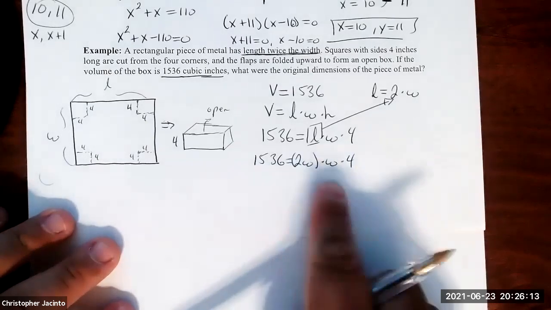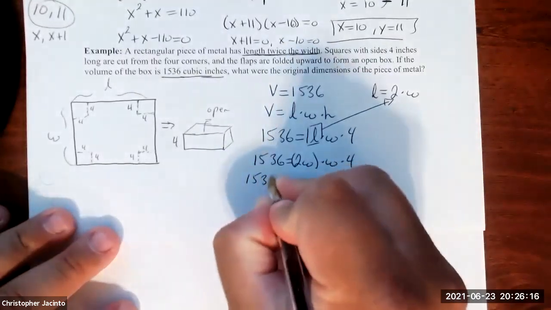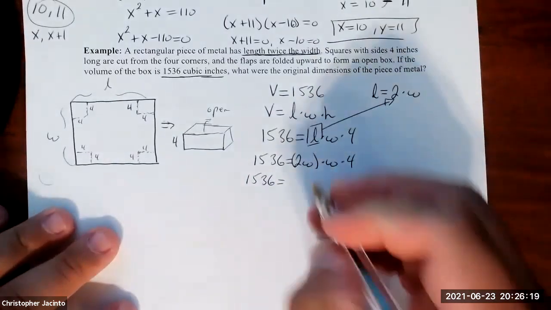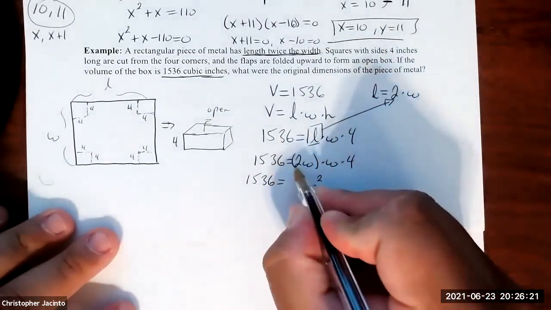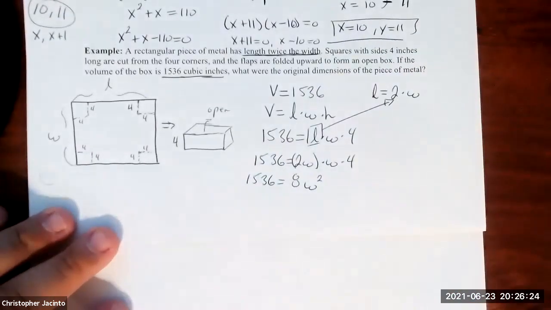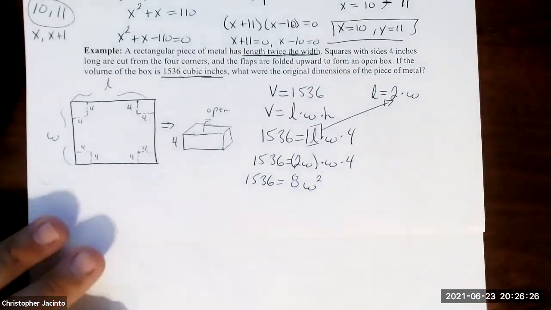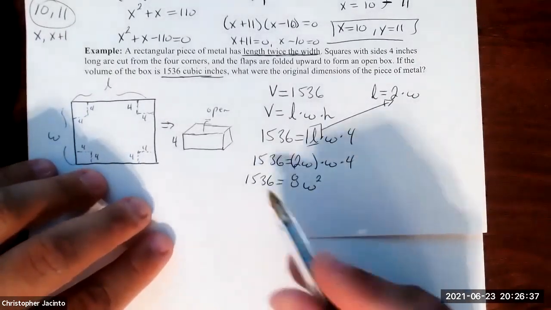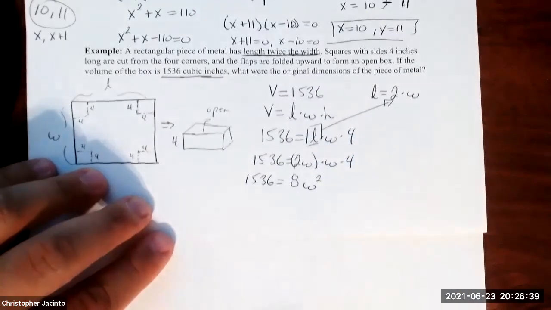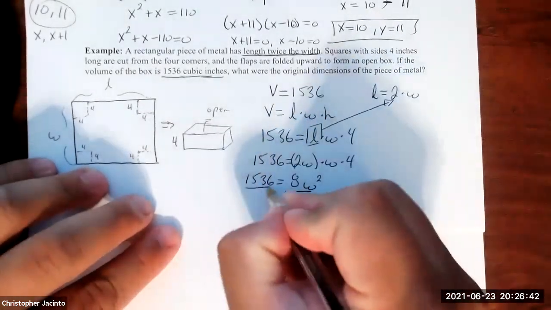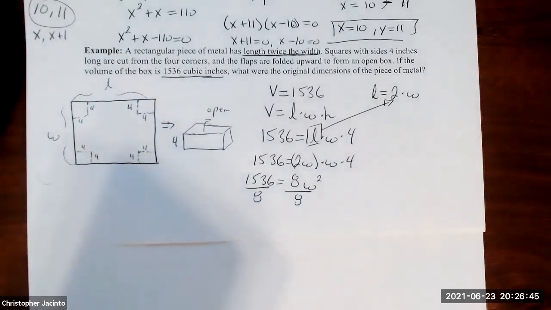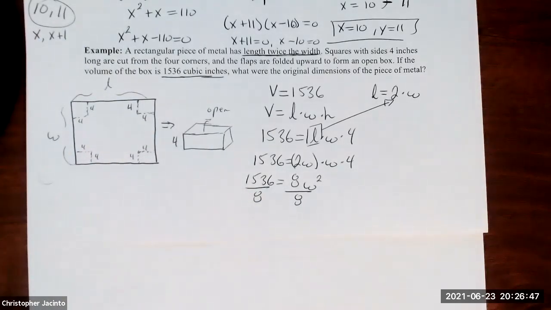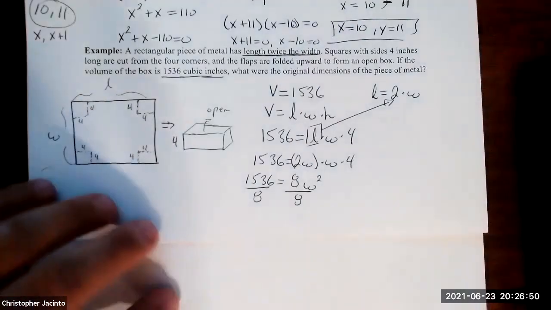Okay. Well, let's just clean this up a little bit. Let's just multiply, make this a little nicer to look at. So W times W is just W squared, and then 2 times 4 is 8. So we got that. It's a little nicer to look at now. Hey, we can now just solve for W. So solving for W, we could just divide both sides by 8 and then take the square root. So let's divide both sides by 8. So 1536 divided by 8 is 192.